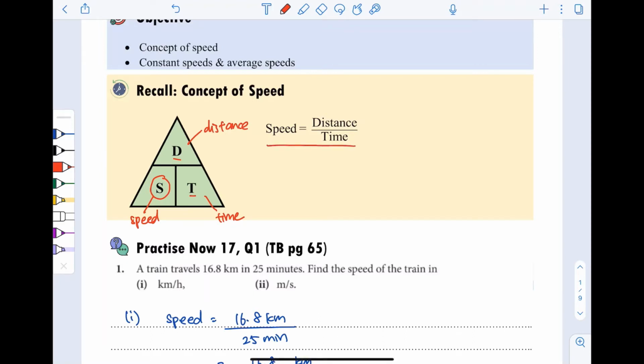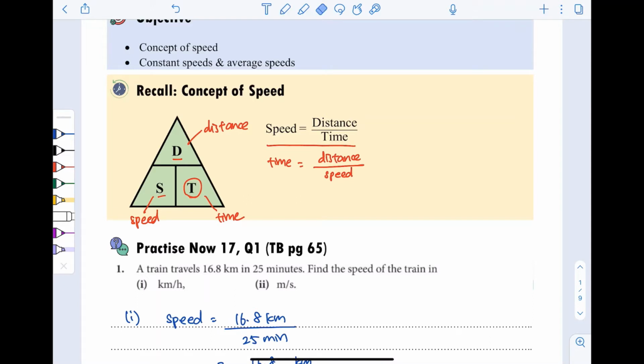distance divided by time. A similar way to do this is that if I want to find out what is our time, our remaining components will be distance and speed. So therefore, time itself will be equals to distance divided by speed, since the distance is at the top and then speed is at the bottom of the triangle.